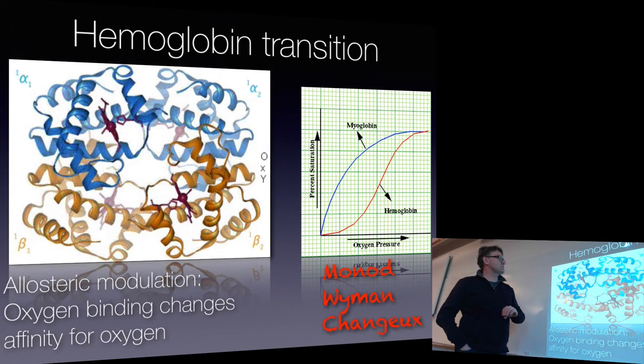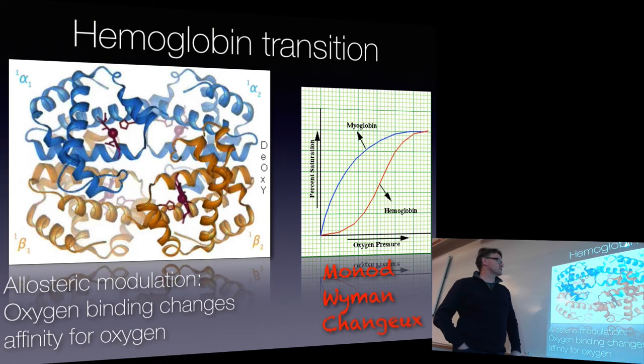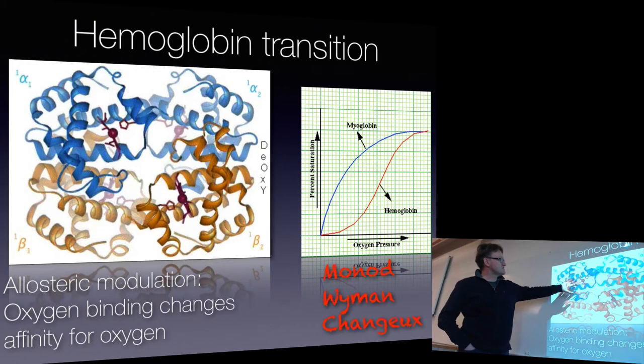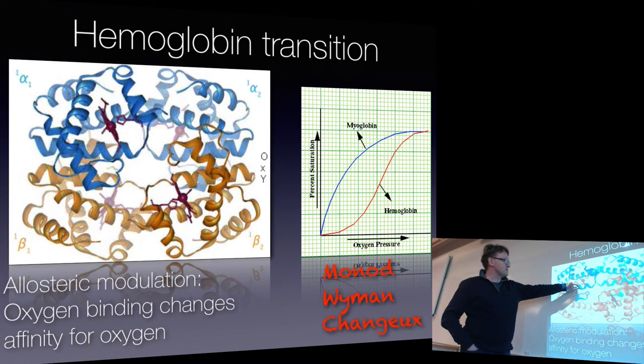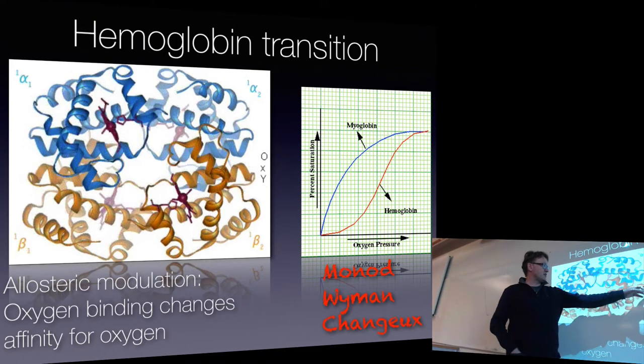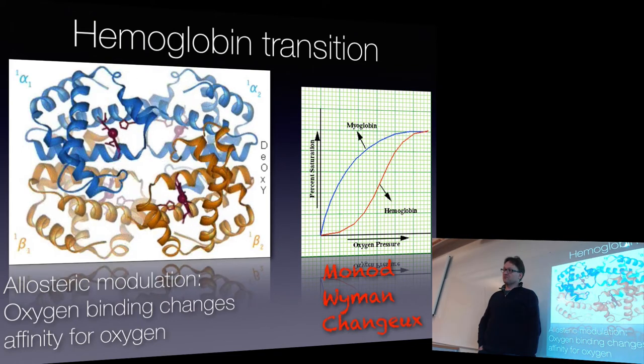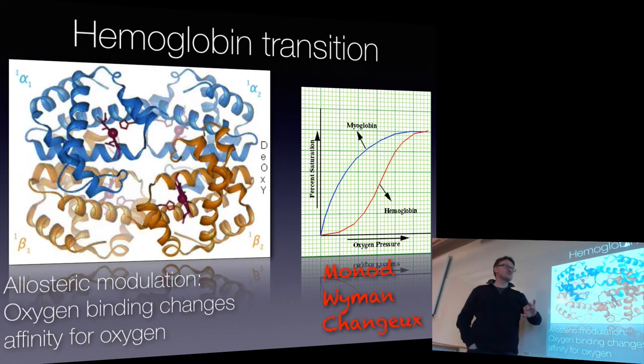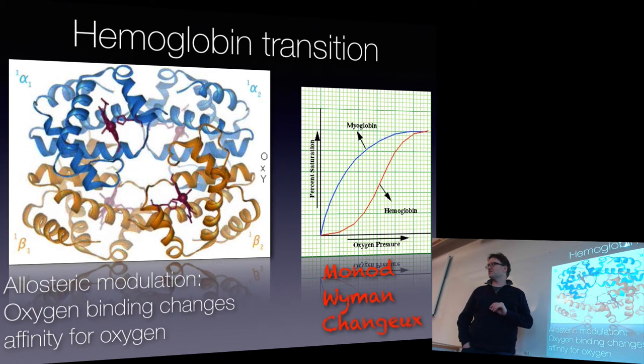And so people have been able to determine crystal structures of this in a saturated oxygenated state with lots of oxygen. And you can even see that the heme group changes shape a bit. And then in another crystal under deoxygenated, oxygen poor conditions. So depending on whether you have oxygen bound or not, the hemoglobin will change its structure just so slightly.